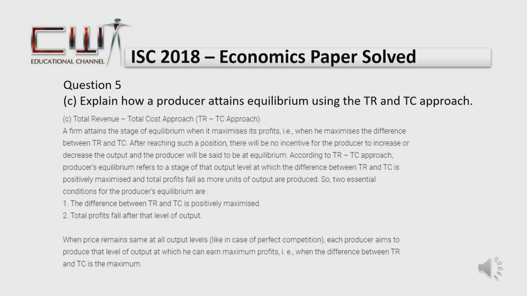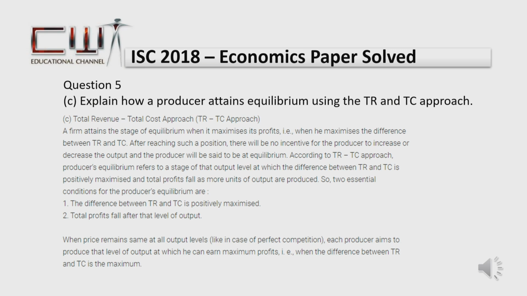According to total revenue total cost approach, the producer's equilibrium refers to that output level at which the difference between total revenue and total cost is positively maximized and total profits fall as more units of output are produced. Therefore, two essential conditions for producer's equilibrium are: the difference between total revenue and total cost is positively maximized, and the total profits fall after that level of output.